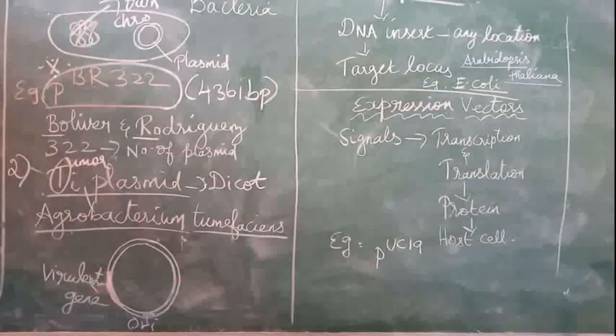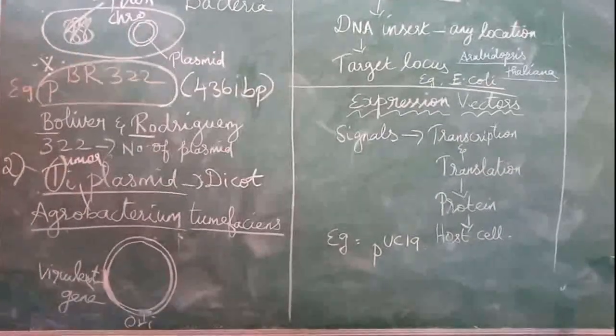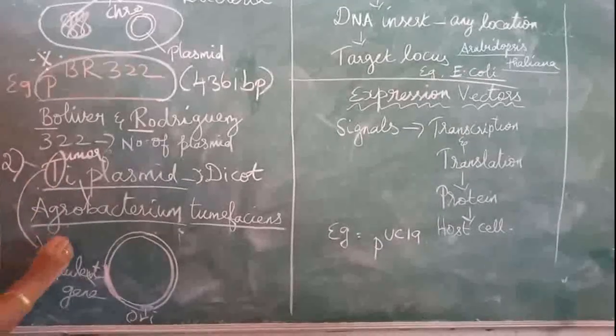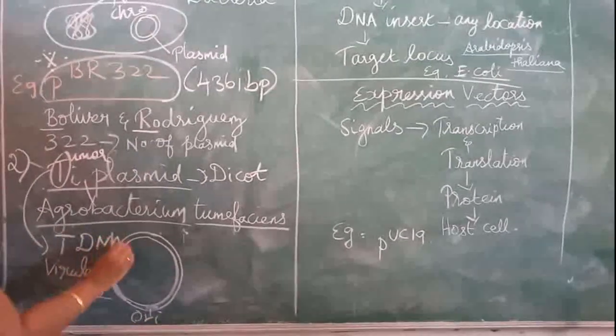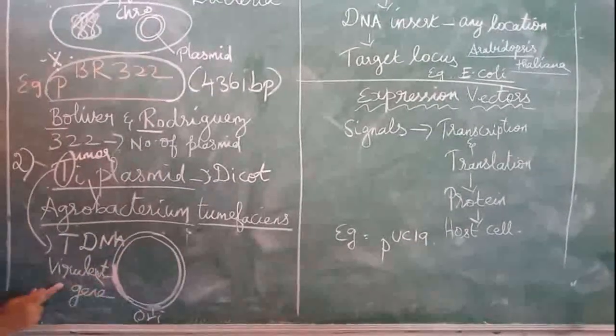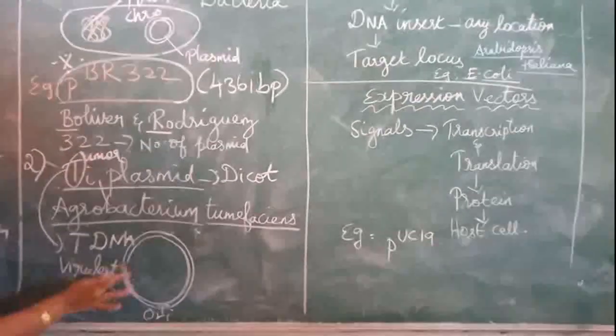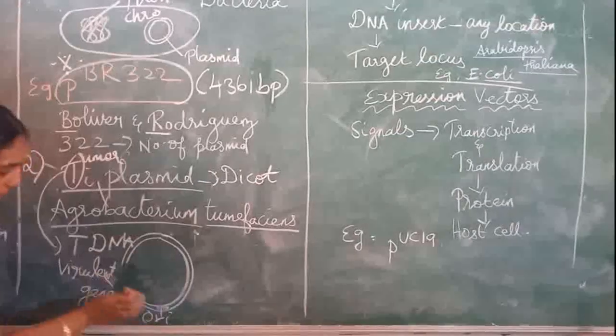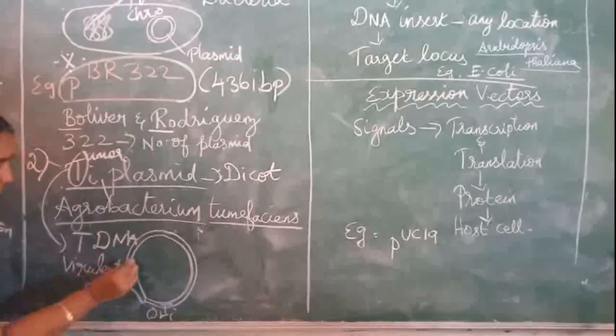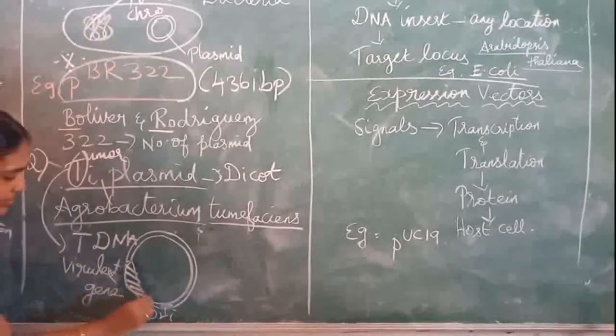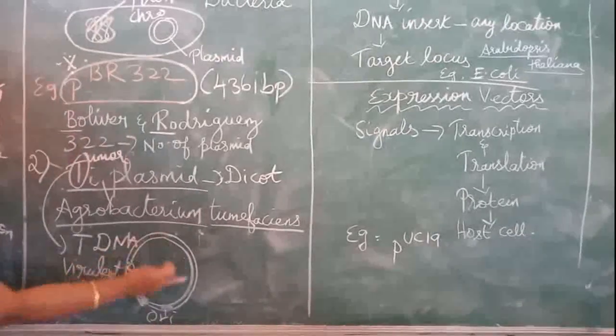And this tumor gene, if it is replaced with our targeted gene, is called tDNA, that is, transfer DNA. This is the vulnerable gene responsible for causing the tumor. If we remove the tumor gene, in that place we insert our target gene. As a result, there is no tumor.